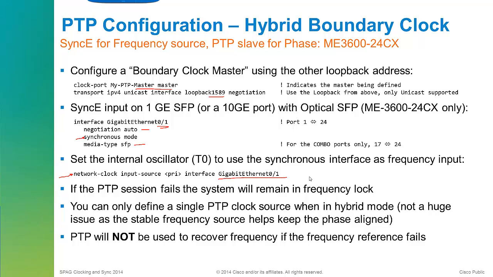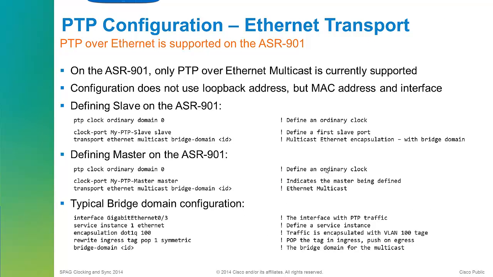Said it's best if you have two. The same provisos go as the previous couple of slides on the 903. PTP will not be used to recover frequency if frequency reference fails, so it's good to have backup frequency. And also, as I explained on the 903 with my car analogy, you will get a good result even if you lose PTP, as long as you have a very stable frequency source. So that was boundary clock, hybrid boundary clocks.